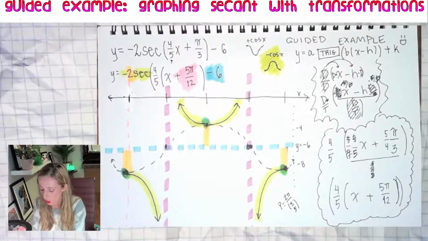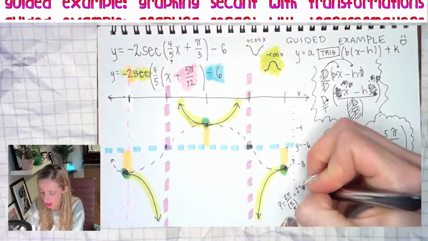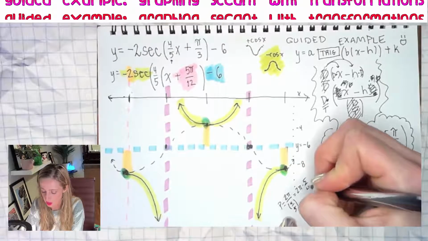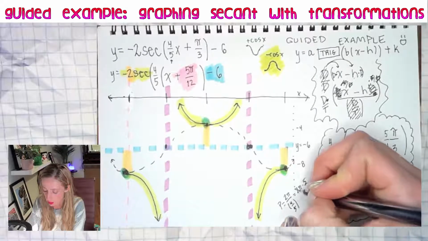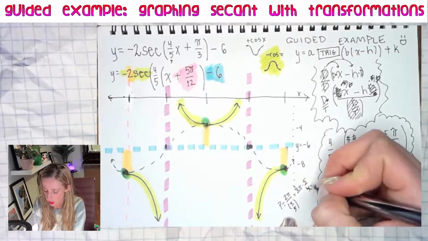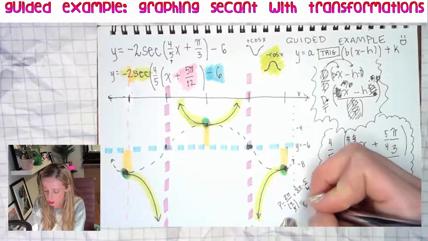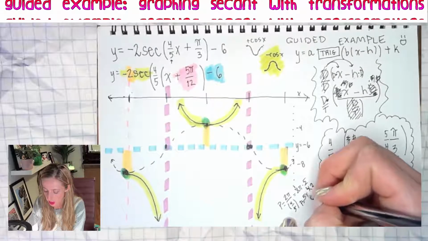2 pi divided by 4/5 is the same as 2 pi times 5/4. Think smarter, not harder. Do not make that 10 pi over 4. We reduce 2 and 4, we get 1 and 2. 5 pi over 2 is the period.